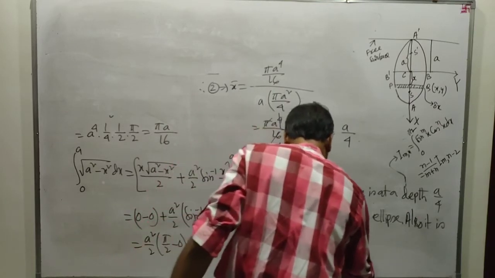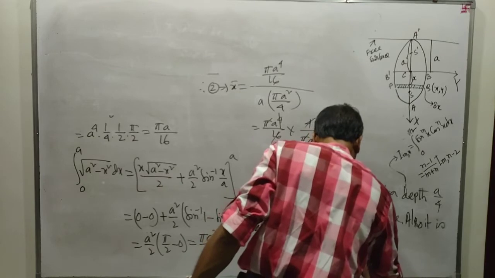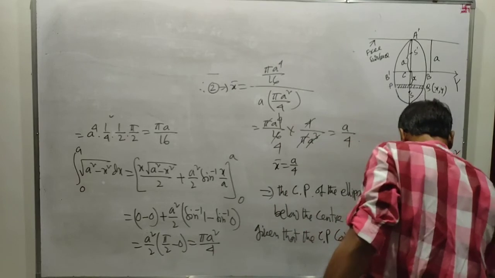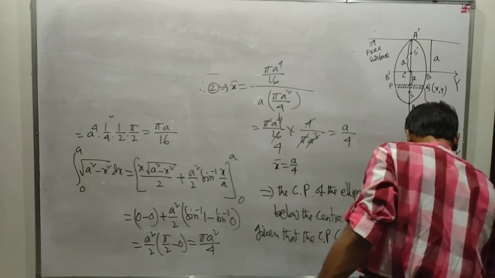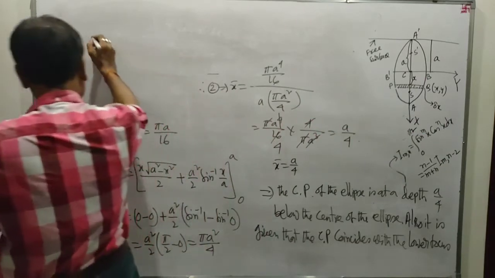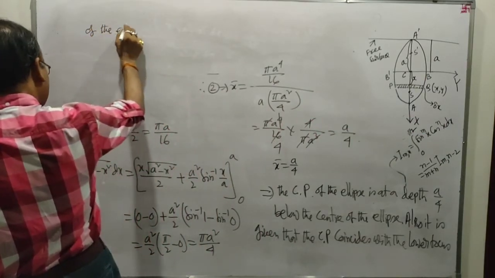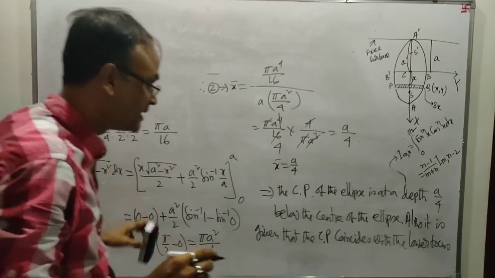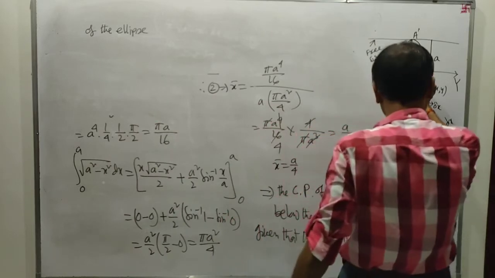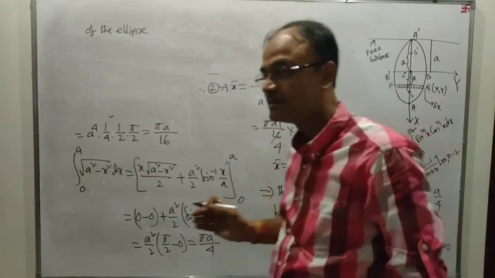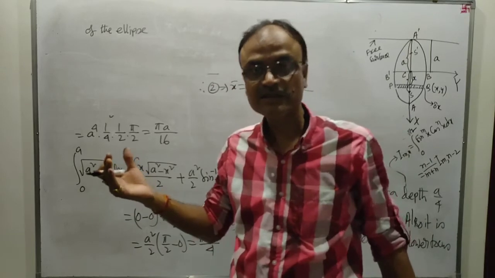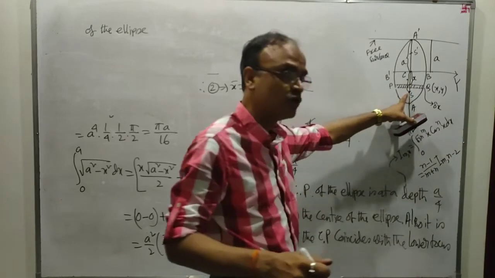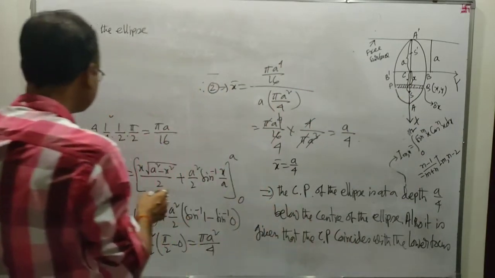Given that the center of pressure coincides with the lower focus of the ellipse. Therefore, the distance of the center of pressure from the center of the ellipse: suppose the lower focus is S, then CS will be equal to AE, where E is the eccentricity.